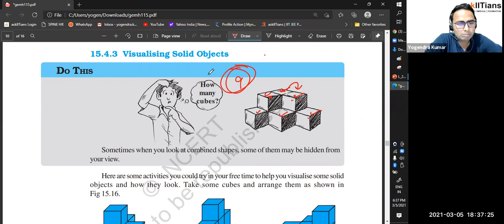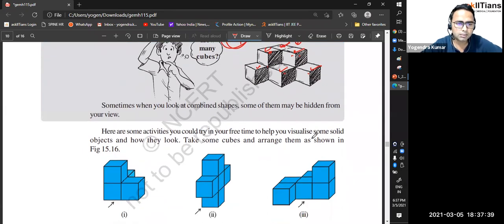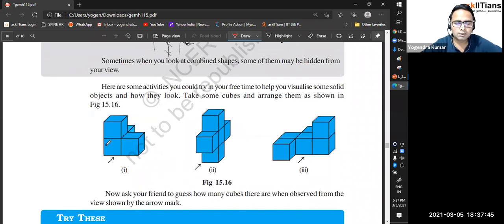Sometimes when you look at the combined shape, some of the cubes may be hidden from your view. If you go to a different view, you will see them. So here are some activities you could try in different views. Take some cubes and arrange them in different shapes. If someone gives the front view, there is one cube hiding behind. Only 3 cubes are visible, right? If you show from this side, 1, 2, and 3, it looks like 3. But by depth, if we can observe, that is a different thing we can say.